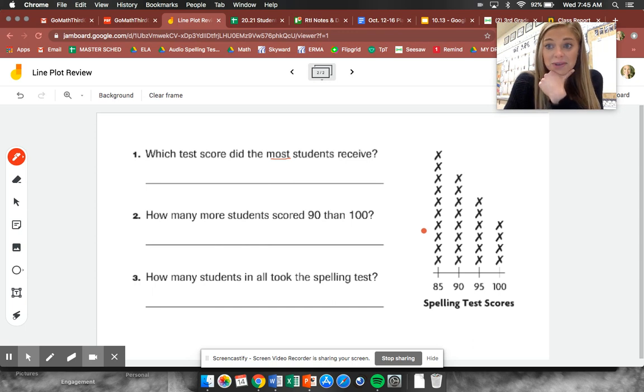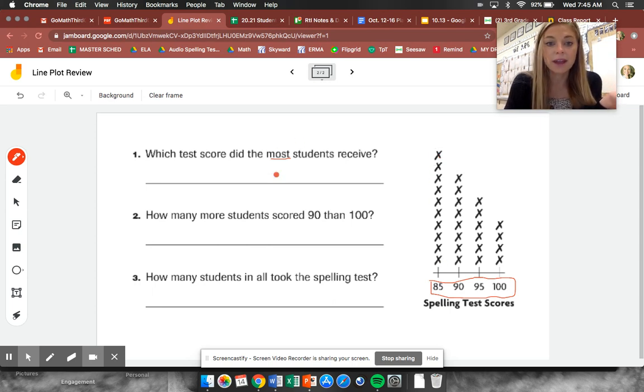Well, all I have to do here is look to see what test score... remember, these are the test scores, right? It's really important to figure out what these numbers are representing, and they represent spelling test scores. Which test scores did the most students receive? So I look to see, well, what test score had the most X's on top? And that's 85%. 85% clearly has the most X's. I don't even have to count them to see that.